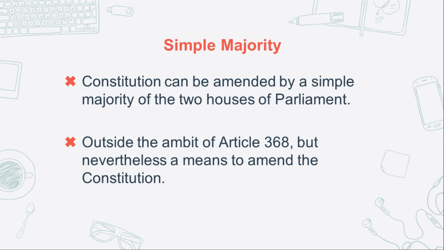Very easy to understand. To amend the constitution by simple majority, two houses of the parliament must pass the bill by a simple majority. Technically speaking, it is outside the purview of Article 368, but it is still a means to amend the constitution.